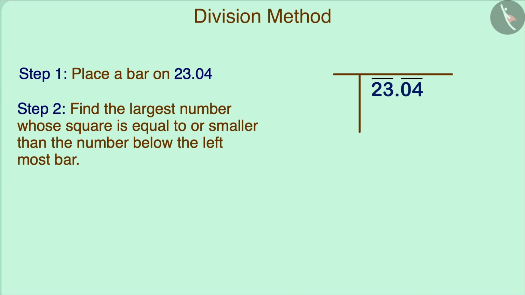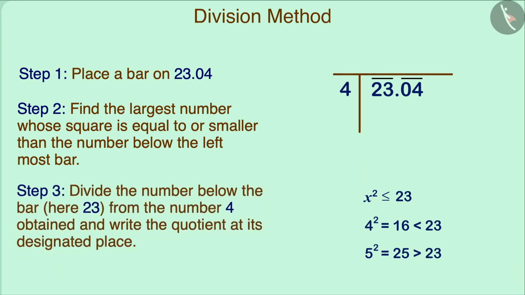Note that adding the 0 after the last non-zero digit of the decimal number does not change the value of the number. After placing the bar here, the next step will be to find the largest natural number whose square is equal to or smaller than the number below the leftmost bar, that is, the number whose square is equal to or smaller than 23. The square of 4 is 16, which is smaller than 23, and the square of 5 is 25, which is larger than 23. Therefore, we will choose the number 4. The number 4 obtained is our divisor and also the first digit of the square root of this number, which we will write in the quotient.